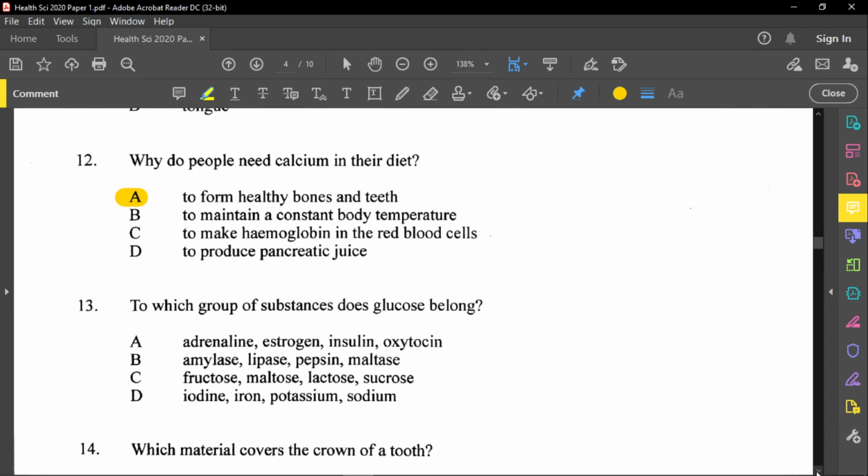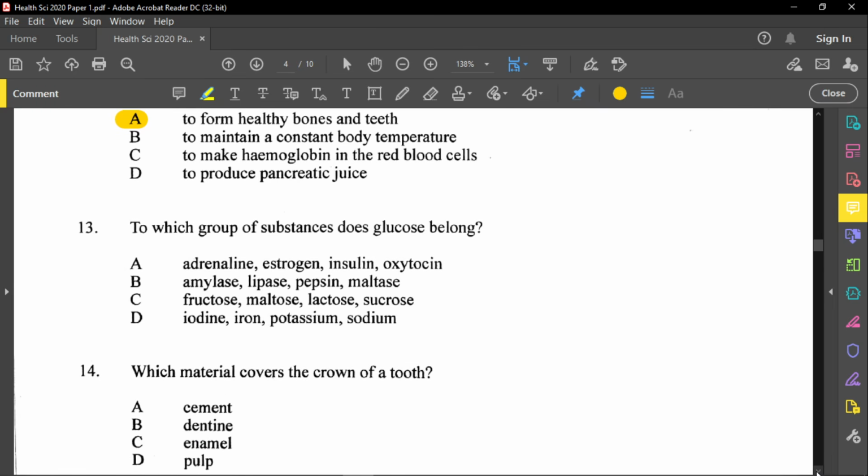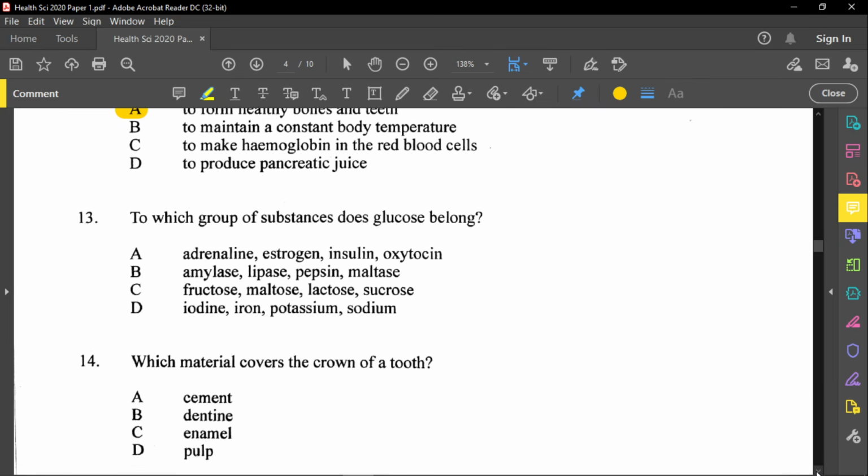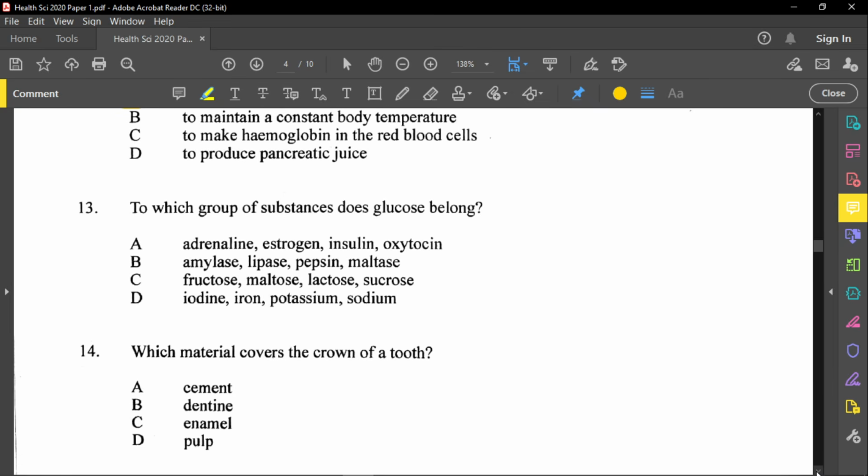All right, let's go to question number 13. It asks to which group of substances glucose belongs. Glucose is a carbohydrate. It is a sugar, and I want to make a note right here that sugars end with OSE. So glucose is a carbohydrate and a sugar.